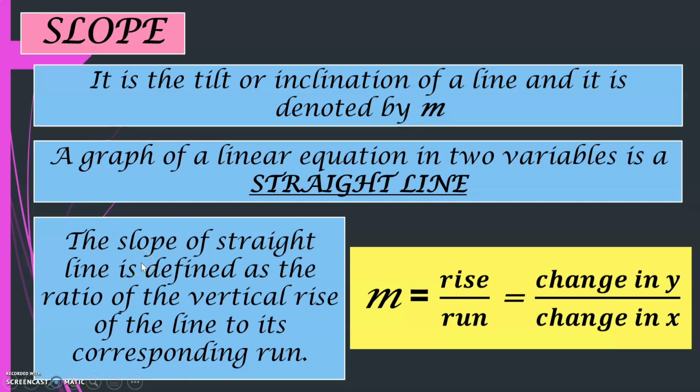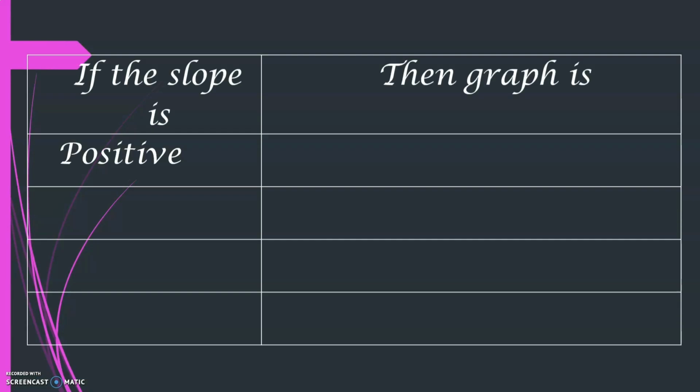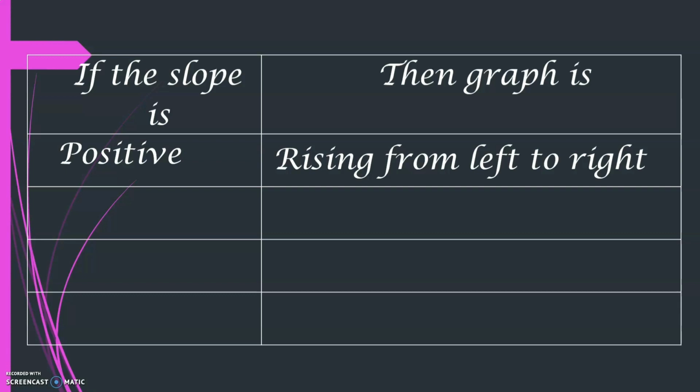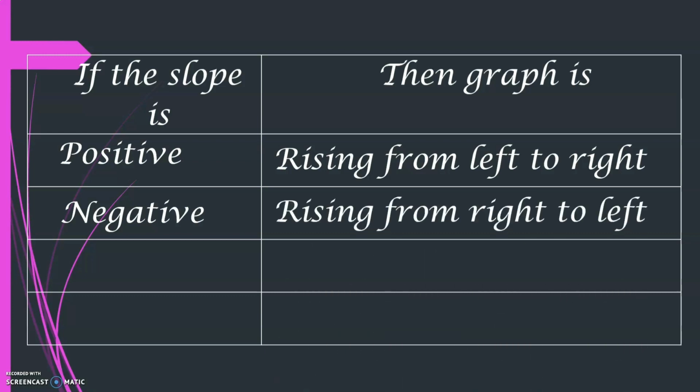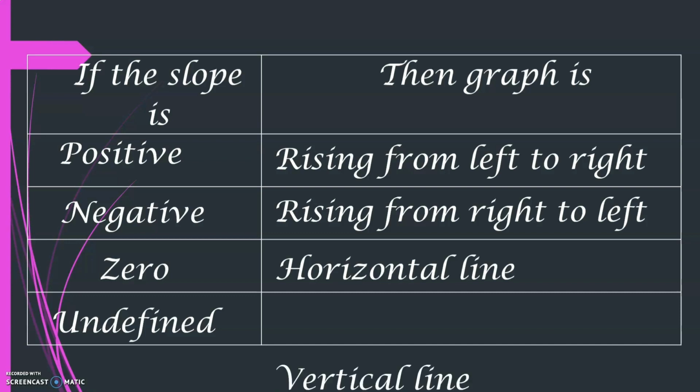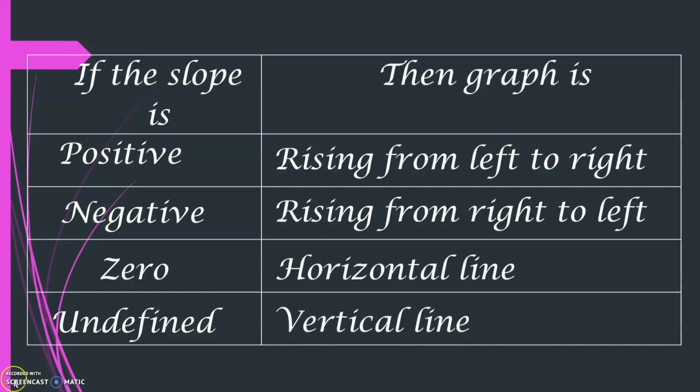Now, if the slope is positive, the graph is rising from left to right. If the slope is negative, the graph is rising from right to left. If the slope is 0, the graph of the linear equation is a horizontal line. And if the slope is undefined, then the graph of the linear equation is a vertical line.